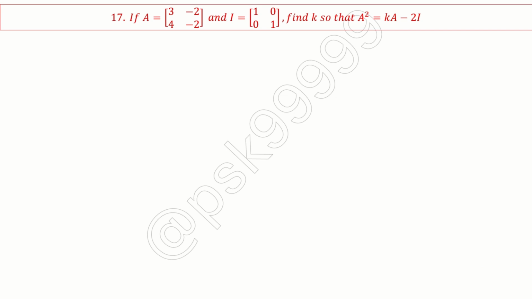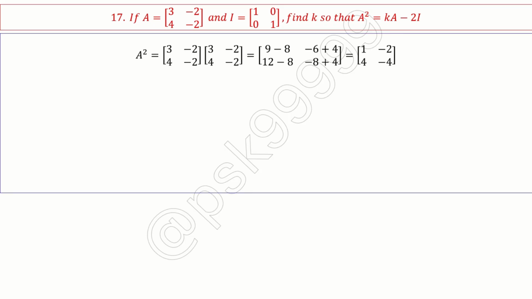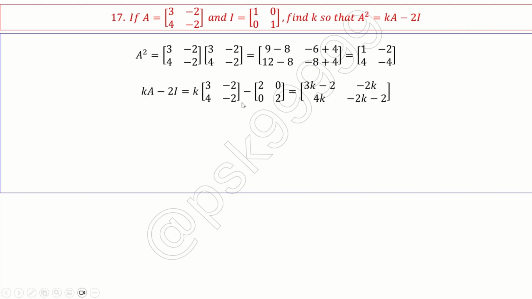A and I are given. Find k also, so that A squared equals kA minus 2I. Okay, so this is simple. Already they have given what we should find out. First is A squared, which is 1, minus 2, 4, minus 1 if I multiply, matrix multiplication. Then I need to find k such that kA minus 2I equals 0. So kA is nothing but this value: 3k, minus 2k, 4k, minus 2k. Now kA minus 2I is this value. Okay. So now I have to equate. These two are equal, right?